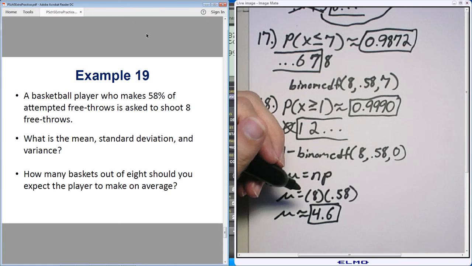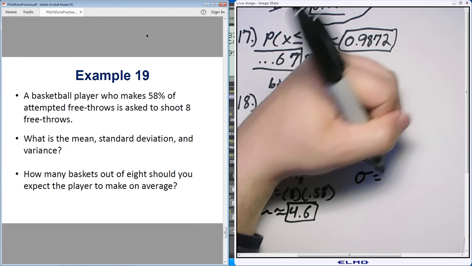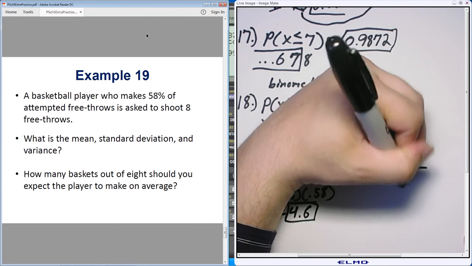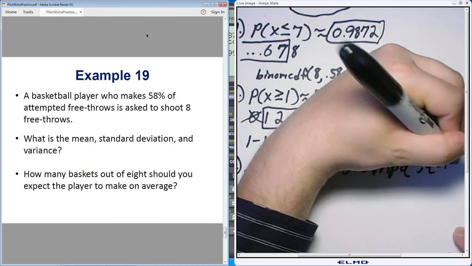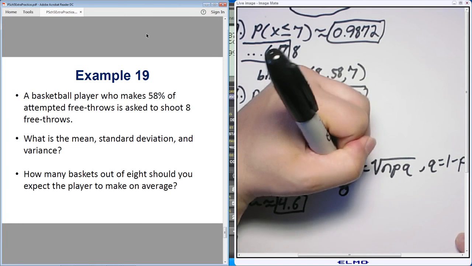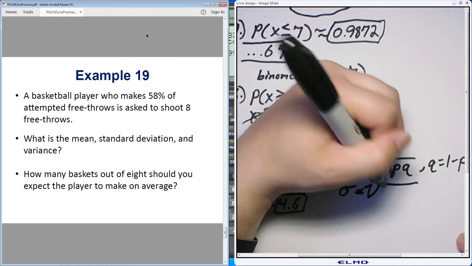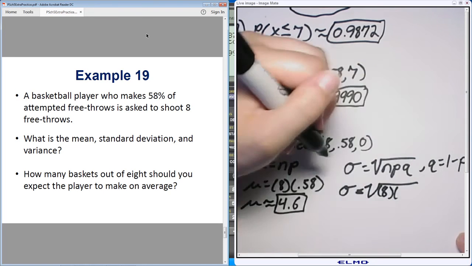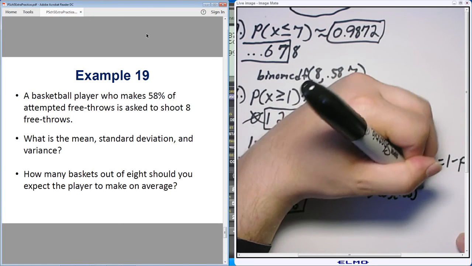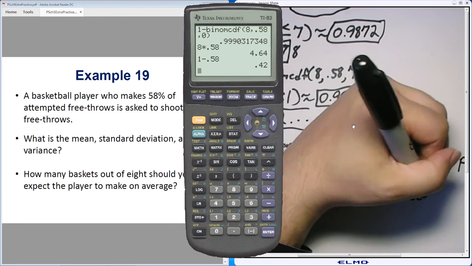Now for the standard deviation, we have a formula for that as well. Standard deviation in a binomial is the square root of n times p times q, and q is just equal to 1 minus p. So for this problem, we already know what n is. That was 8. p is 0.58. And what about q? q is 1 minus 0.58, which is 0.42.